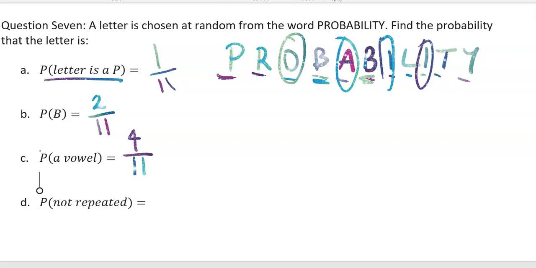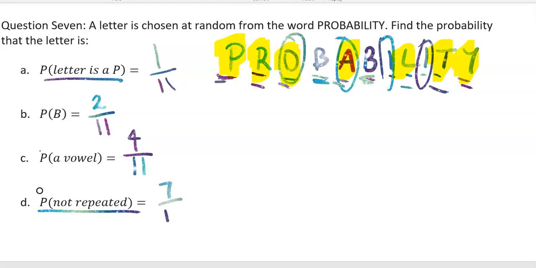And what is the probability that it is not repeated? Okay, how many letters are not repeated? P is not repeated, R is not repeated, O is not repeated, B is, A is not, I is repeated, L is not, T is not, and Y is not. So our highlighted letters here are not repeated. The I and the B are repeated. So the probability that it's not repeated, we've got 1, 2, 3, 4, 5, 6, 7 of our 11 letters not repeated. So 7 out of 11 chance.